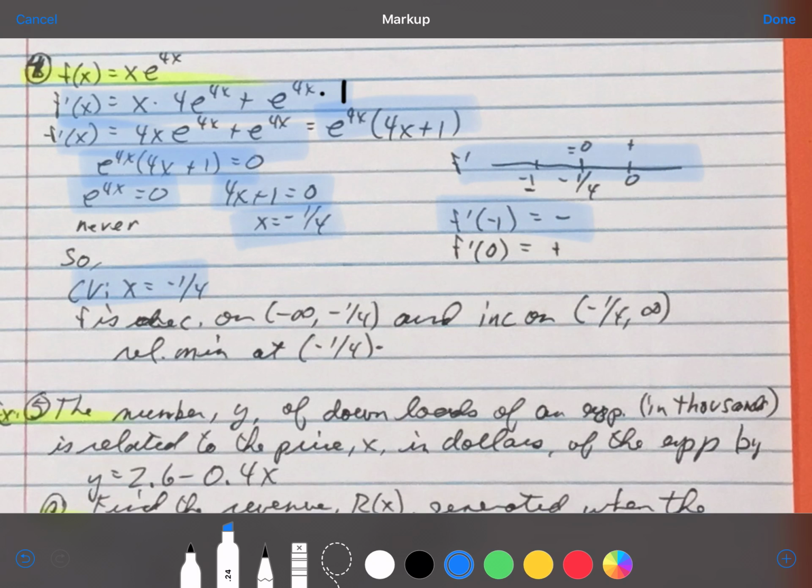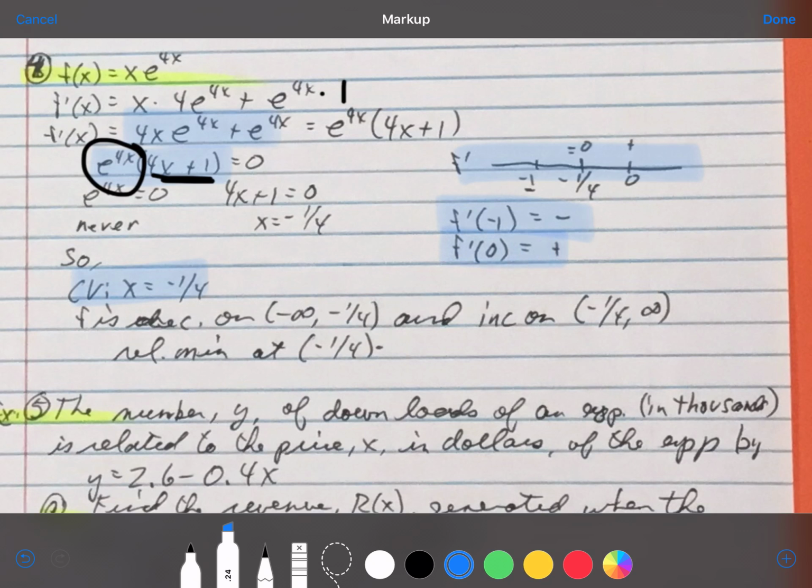Now, again, I can plug it into the entire function here, or just use this factored form. And we know that this is always positive, we just said. So all I really need to worry about is this guy. And if I plug negative 1 there, I've got negative 4 plus 1, which is negative 3, which is a negative value. And then if we plug in 0, I would get a positive value. Right?